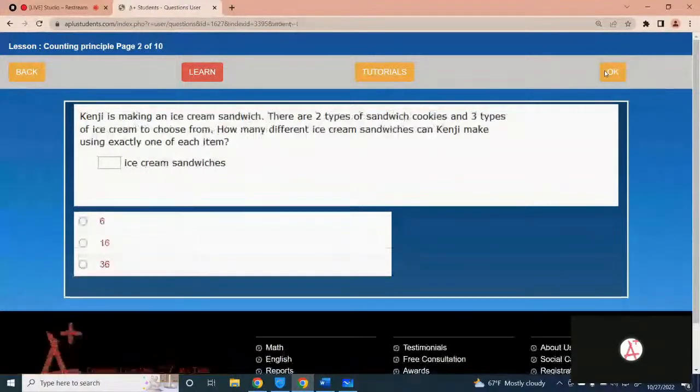Okay, the next one is Kenji is making an ice cream sandwich. There are 2 types of sandwich cookies and 3 types of ice cream to choose from. How many different ice cream sandwiches can Kenji make using exactly one of each item? So you don't have to repeat any item. Got it? So the total options are 2 times 3. So it makes 6. So the total different sandwiches he can make is 6 ice cream sandwiches. Got it?